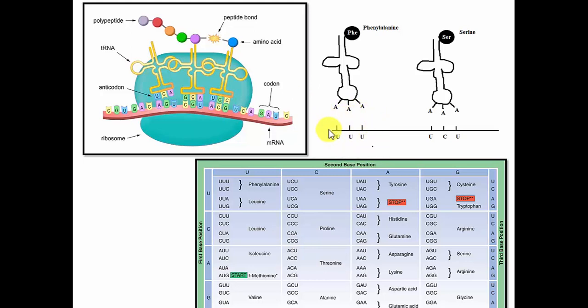And so when they come into the ribosome, this allows a specific codon to interact with a specific transfer RNA, which carries a specific amino acid. All of those things allow the code to be expressed as a protein.